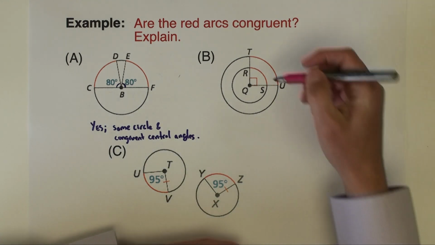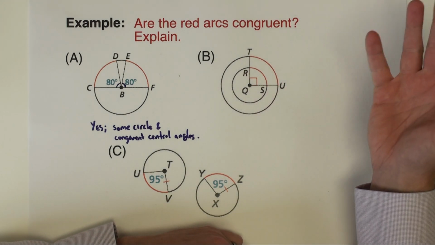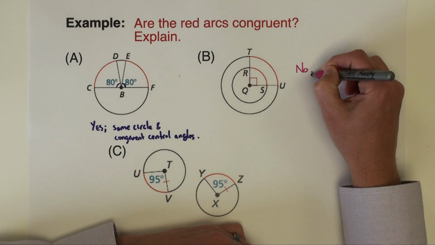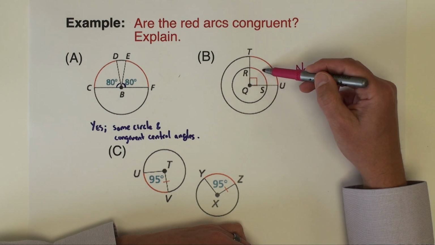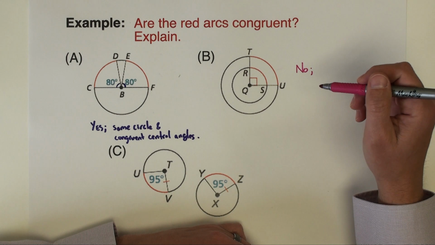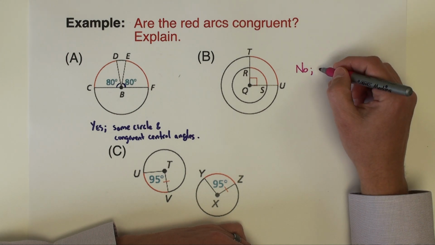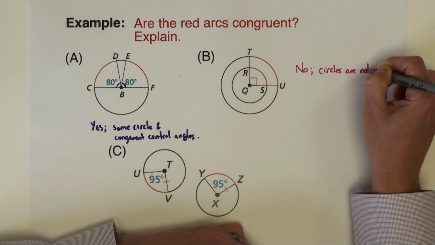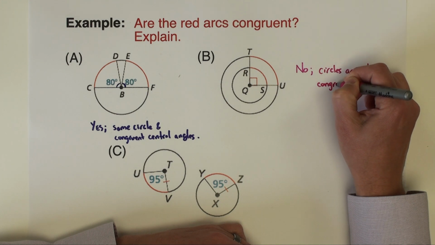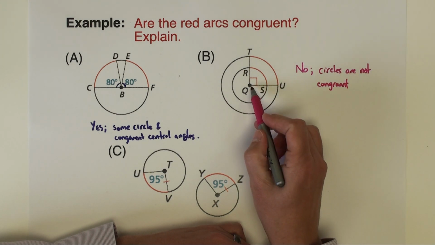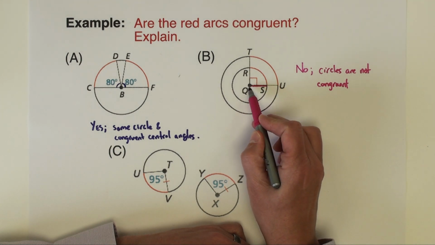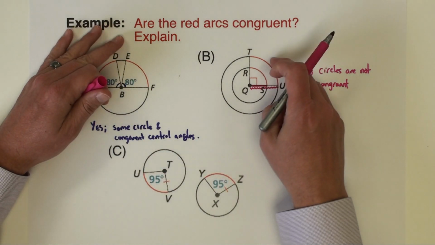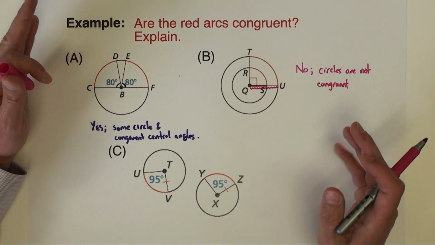Let's look at part B. The red arcs are RS and TU, and the question again is the same question: are these arcs congruent? The answer here is going to be no. Despite the fact that they are both 90 degrees, these are not congruent arcs because the circles are not congruent. We have circles of different sizes. The radius from Q to S is different than the radius length from Q to U. So those circles are different sizes, therefore those arcs, despite having the same measurement in degrees, are not congruent.